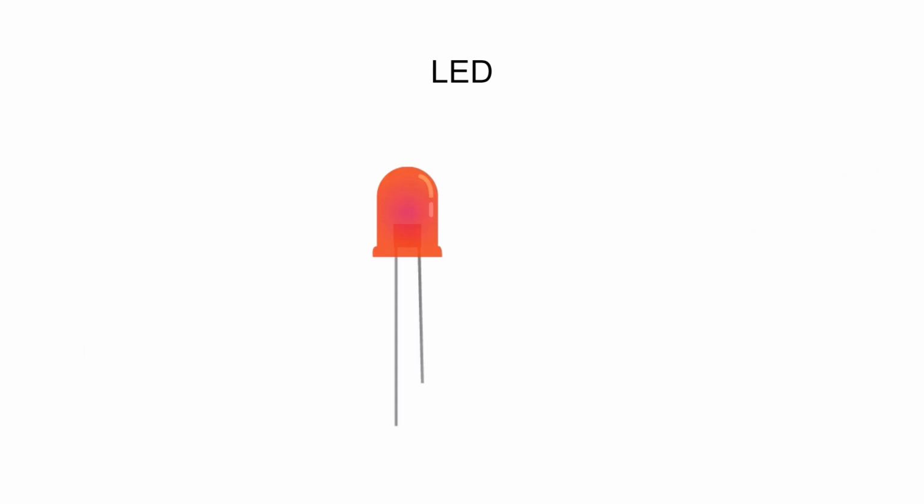LEDs, so they've got the shorter end and the longer end. So the anode is the longer leg and is positive. The cathode is the shorter leg and is negative.